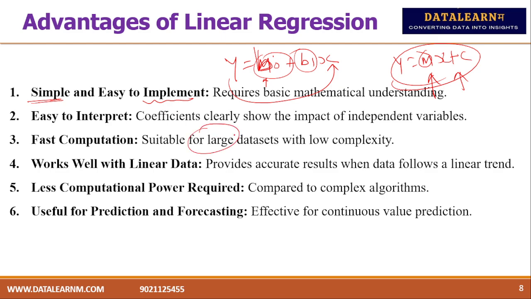So if you have a very large data set, the low complexity will give you very fast calculation. It works well with linear data only, right? This is an advantage, and sometimes a disadvantage as well. If your data is not linear, it will not work properly. It provides accurate results when data follows a linear trend. Less computational power is required, obviously. Compared to complex algorithms, it takes less time to give predictions, useful for prediction and forecasting.